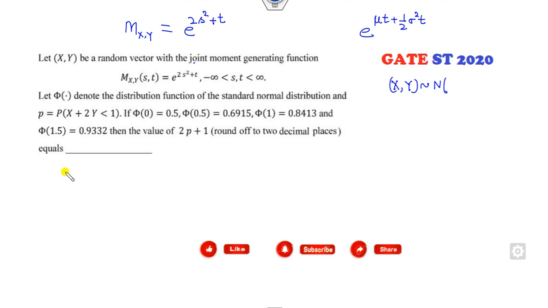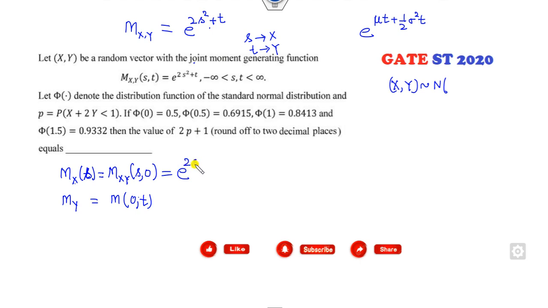Firstly, you can find the moment generating function of X. How can you find that? Very simple, you can substitute. If s is my parameter corresponding to X, and t is my parameter corresponding to Y, then because I need to find X, I can take t as 0, so it is my s. I can find the moment generating function of Y by taking s as 0. So what is the answer? e to the 2s square, and from here it is e to the t. Now you can compare this value.